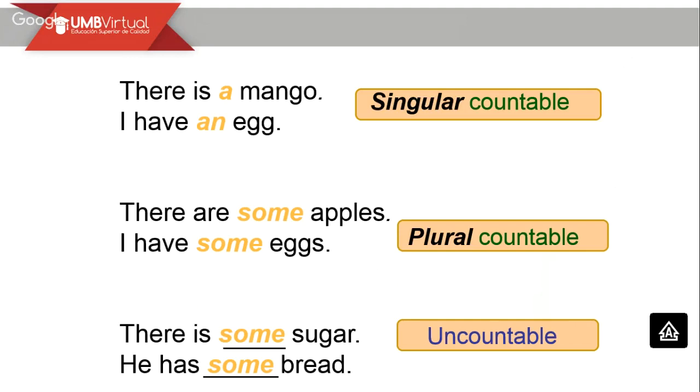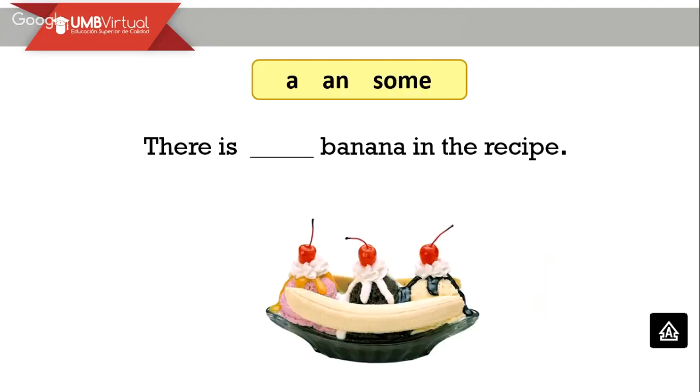So, there are those examples. Don't forget it: singular countable, plural countable, and uncountable. All right, let's continue. Oh, this one is pretty. Oh, I love it. I love to eat banana split. It is one of my favorite recipes, and also, for example, sometimes when I'm hungry, I really like to eat something sweet, and that is a very good choice.